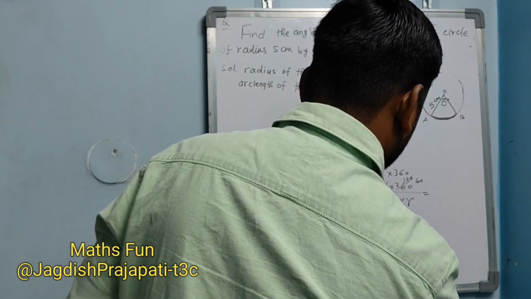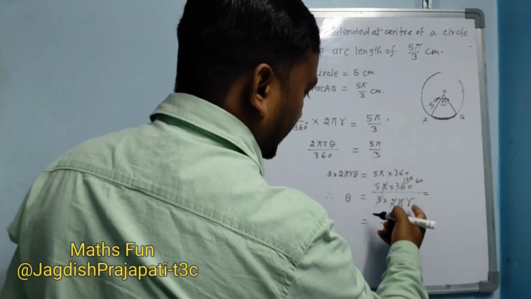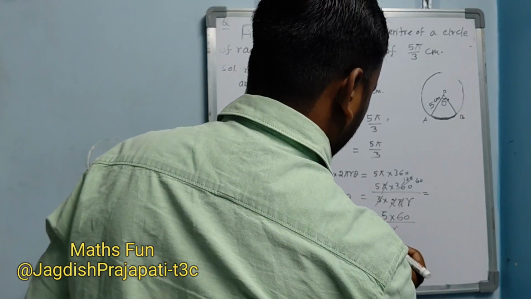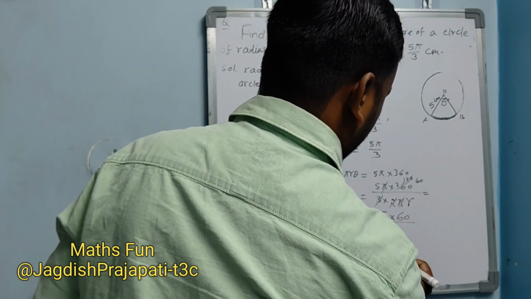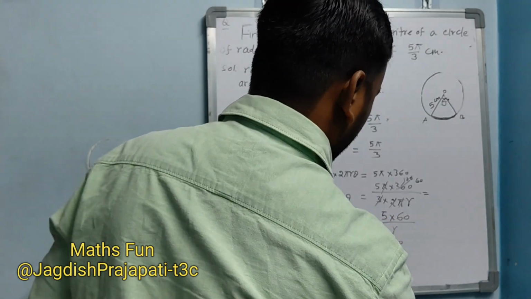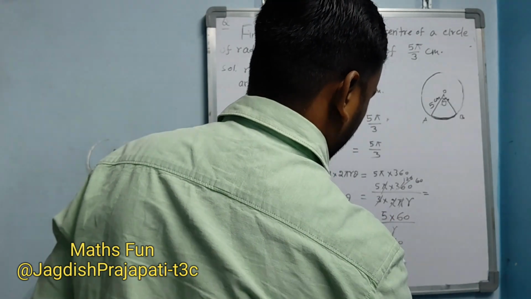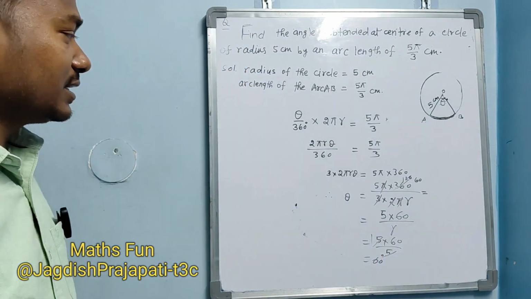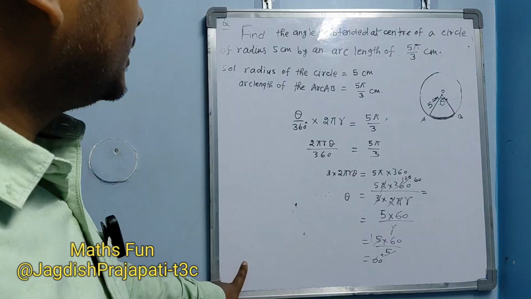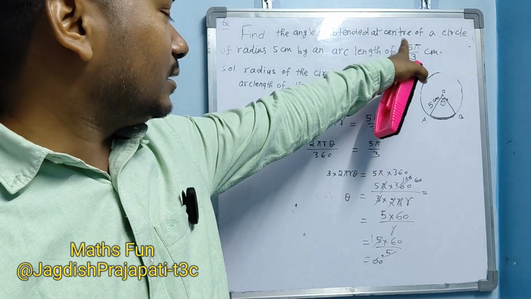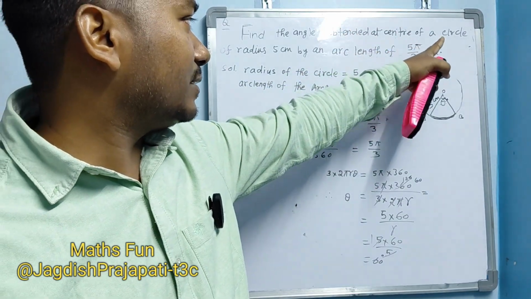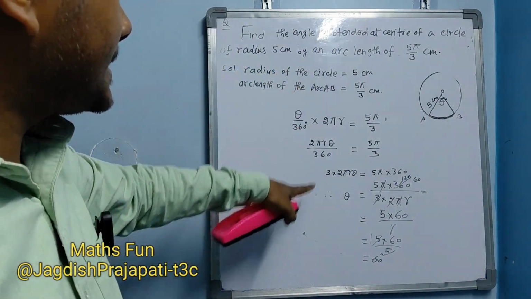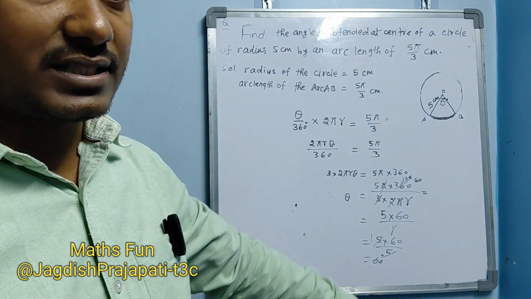By r. Here only r is left, and r we know it is 5. So this is 5 into 60 by 5. 5 ones are 5, so this is 60 degrees. And therefore you have to write the answer in one sentence. Therefore the angle subtended at the center of a circle of radius 5 centimeters is theta equal to 60 degrees.